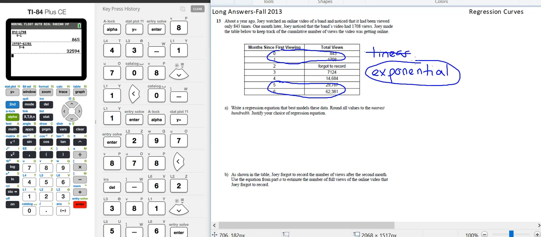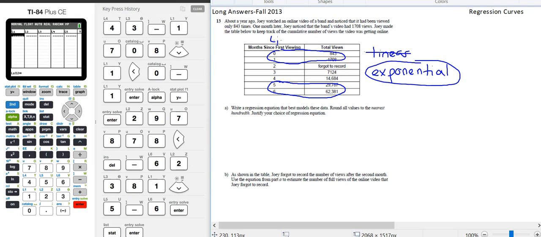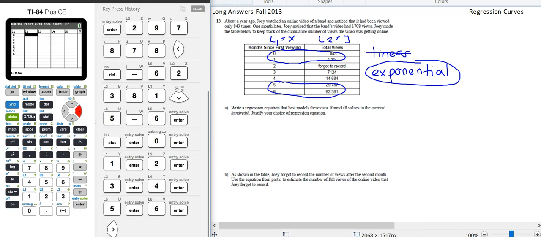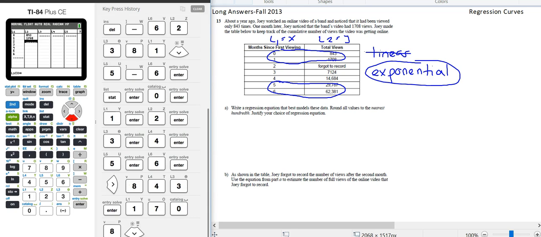So now we have to actually calculate the regression equation, the exponential regression equation. We're going to do stat, edit. We're going to put the month since the first viewing in L1. These are going to be our x values. And in L2, we're going to put the total views, which are going to be our y values. So for the month since the first viewing, we have 0 to 6. And for the total views, we have 843, 1708. And then he forgot to record.